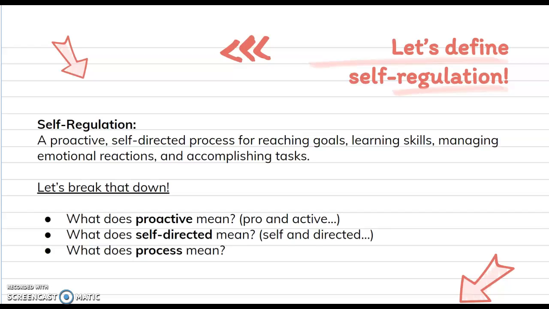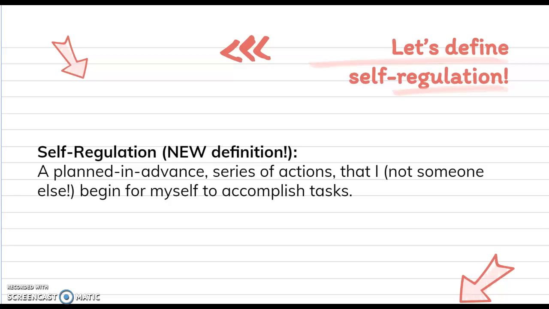All right, welcome back. I have created my own definition for the word self-regulation. It says, a planned and advanced series of actions that I, not someone else, begin for myself to accomplish tasks. Is yours different? If so, that's great. I'm glad that we learned some new words today. Please write your new definition at the bottom of your Activity 1 worksheet.